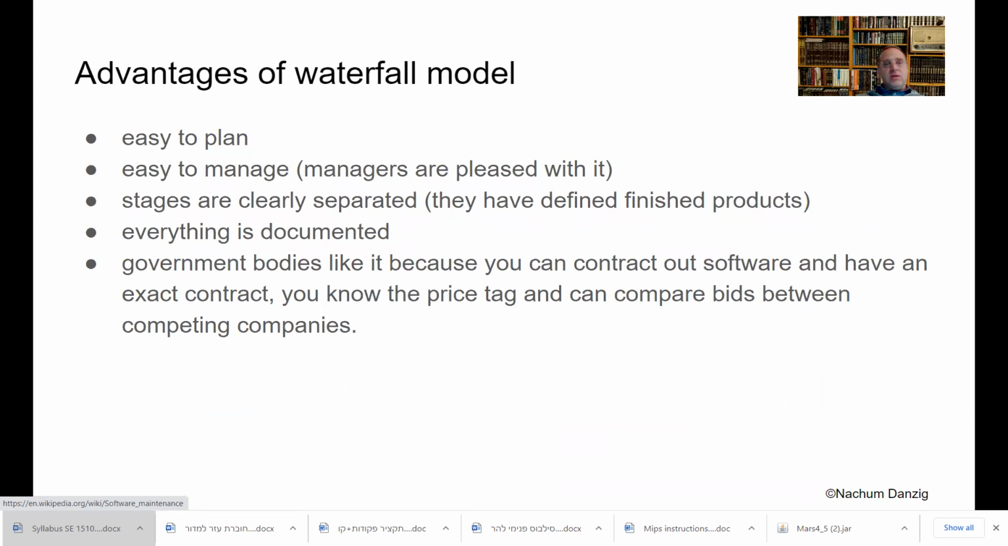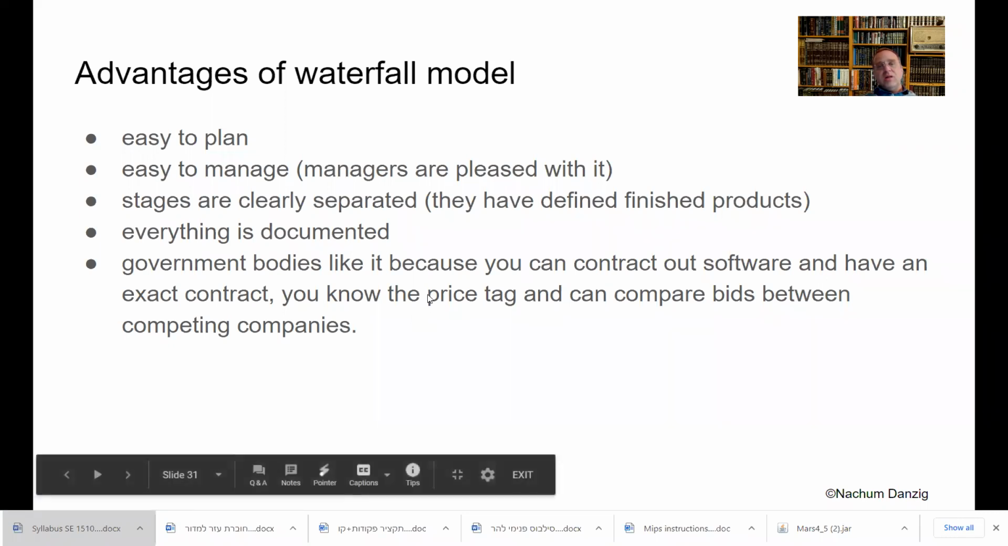Advantages of the waterfall. Easy to plan, right? You're not constantly replanning, so it's sort of easier to plan, easier to manage. Managers like it because they can say, okay, have we got the design done? They know where we are all the time. If you're constantly redesigning and changing things, they never know if you finished anything. It's easier for the dim-witted manager to manage something that has clear stages.